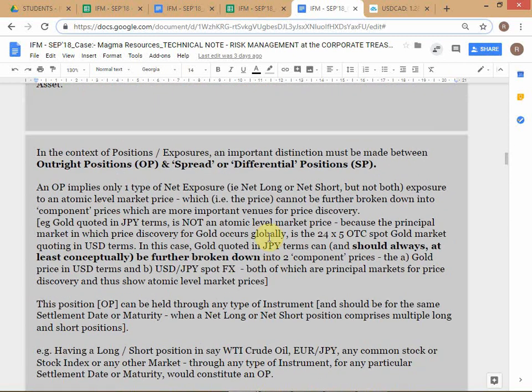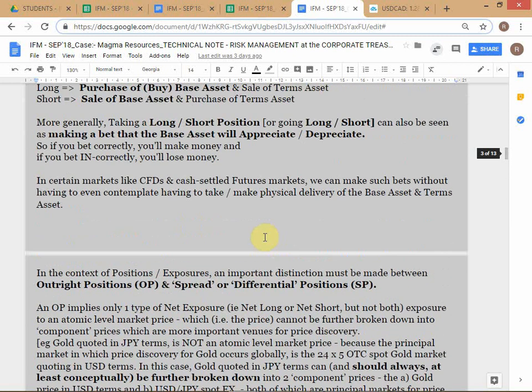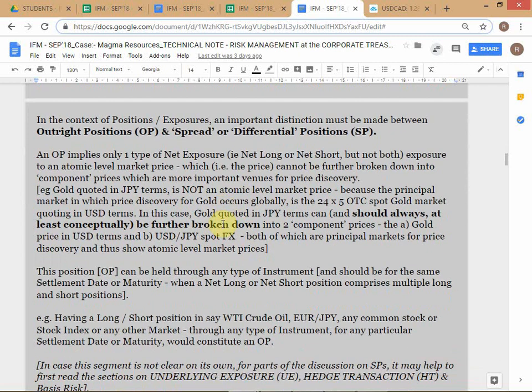So the first question, we are adding to your understanding of positions and exposures. We are adding a concept of outright position versus spread or differential positions. So OP versus SP. We are just going to use OP and SP for the sake of brevity. Essentially, outright prices are all that you see here.